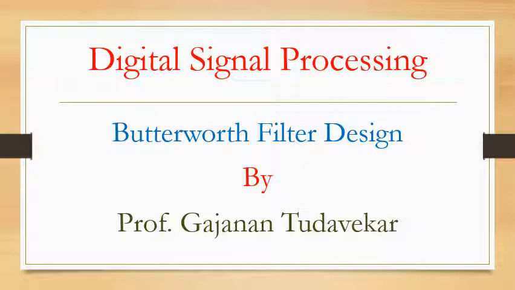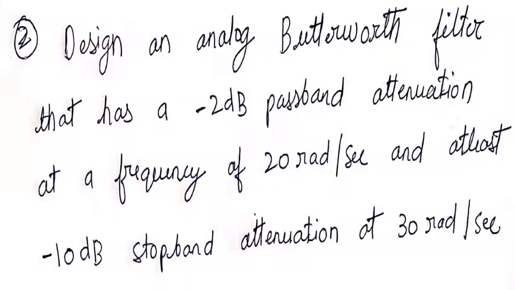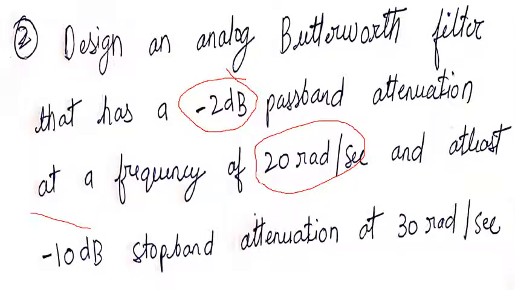My name is Gajanan Tudvekar and in today's video we will be discussing how to design an analog Butterworth filter. The question displayed on your screen reads: design an analog Butterworth filter that has -2 dB passband attenuation at a frequency of 20 radian per second and at least -10 dB stop band attenuation at a frequency of 30 radians per second.